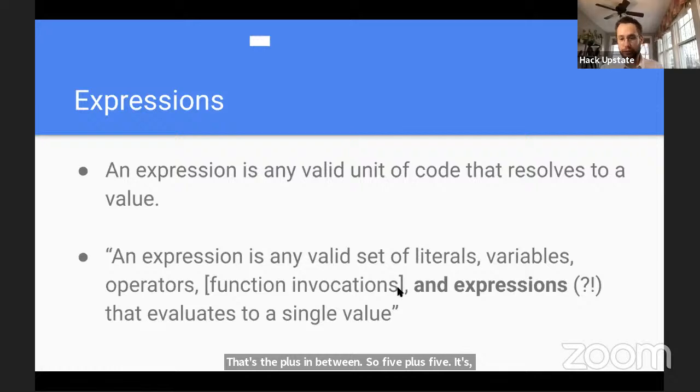You can also have function invocations, like Math.random. That's calling a function and that produces a value. And more expressions. So you can say 5 plus 5 plus 5 plus 5. The first 5 plus 5 is an expression, and the whole thing is also an expression. So an expression can have nested expressions inside of it, which is very confusing to think about, because you could have an expression that's thousands of lines of code long if you had a big enough expression. But it all has to basically evaluate down to one single value once you calculate what all the pieces are.